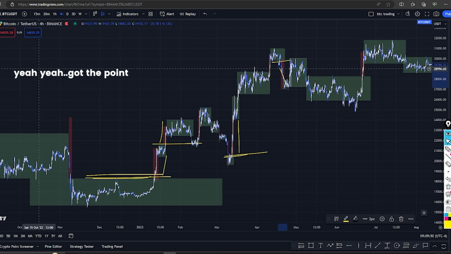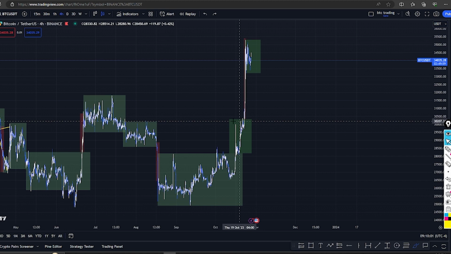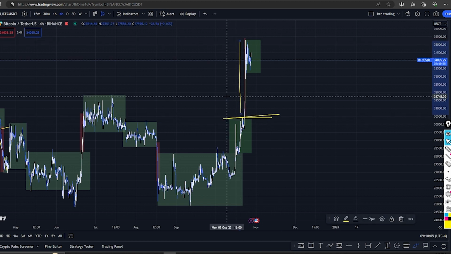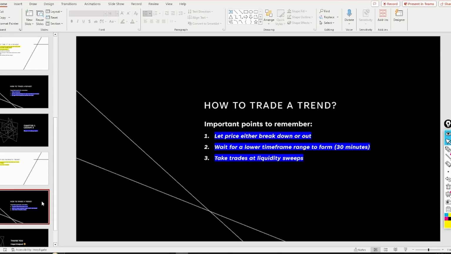Recently you could also see its example. So here the range was broken and we got a trend move of about 20%. So basically now it might be clear to you when we get trend moves. We get trend moves when either the range breaks out to the lower side or to the upper side. So now let's move on to the base scenario as to how we will trade trending markets.